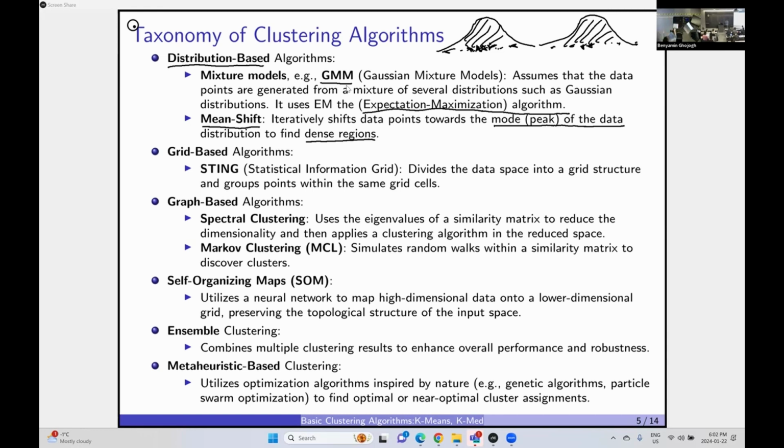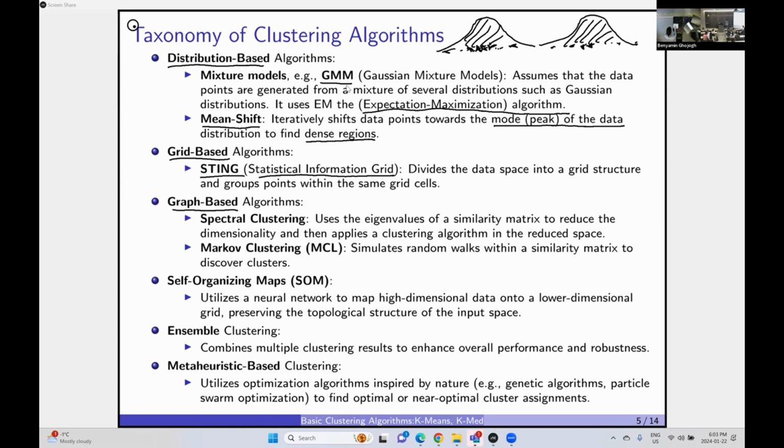Grid-based algorithms, an example is STING, the statistical information grid. Basically, it divides the data into a grid structure, then groups points within the same grid itself. So a hyperparameter is the size of the grid, how fine it is.